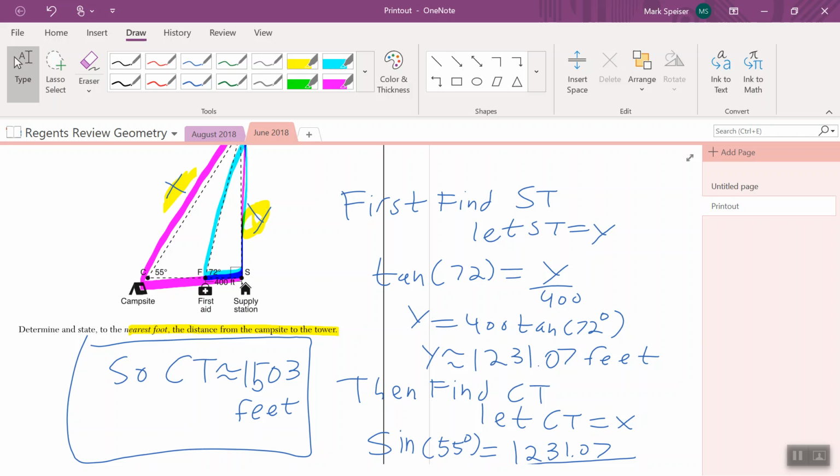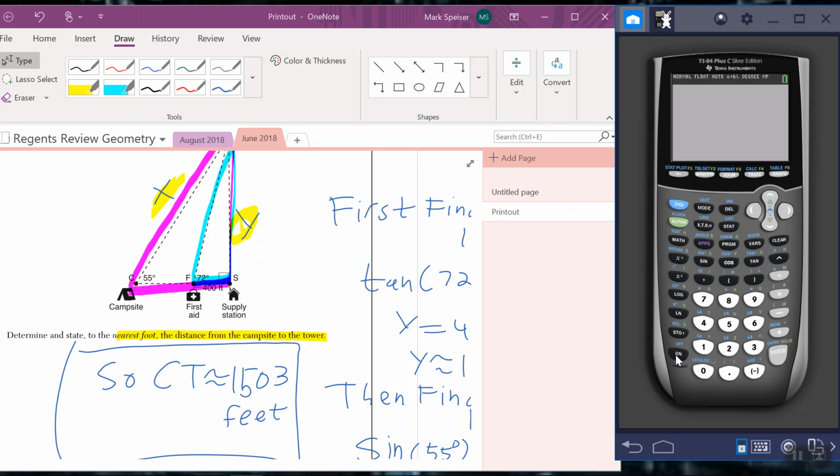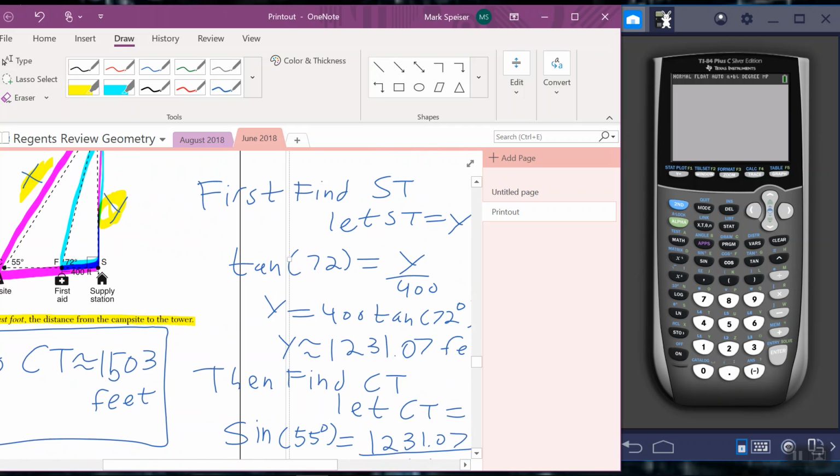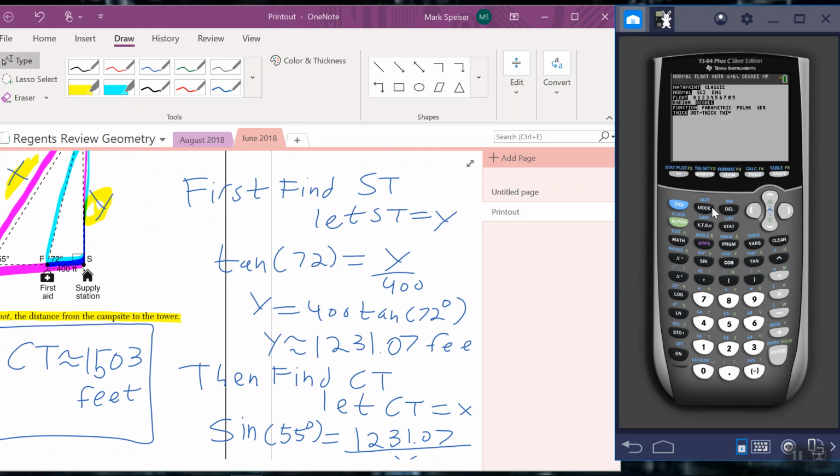y equals 400 times tangent 72, which is 1,231.07 feet. Let's confirm that on the calculator. So we want to confirm on our calculator 400 tangent 72. So we go to mode, make sure we're in degrees. Good. So you do 400 times tangent 72.